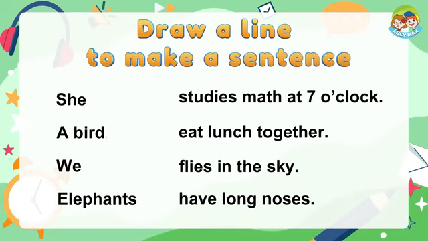We eat lunch together. The pronoun we goes with a verb with no S. Elephants have long noses. Elephants ends with S. It's plural. It goes with a verb that has no S. Have.